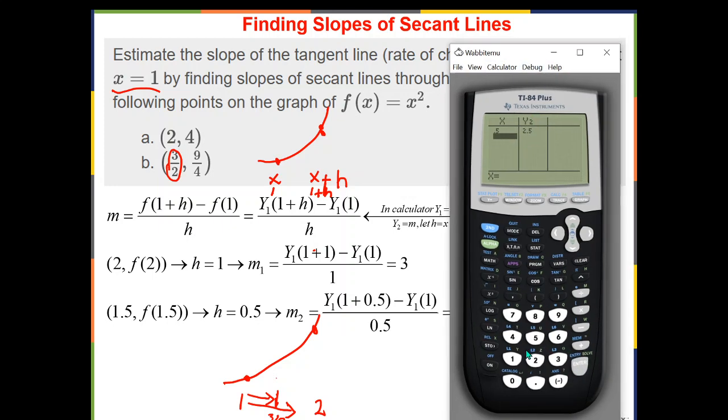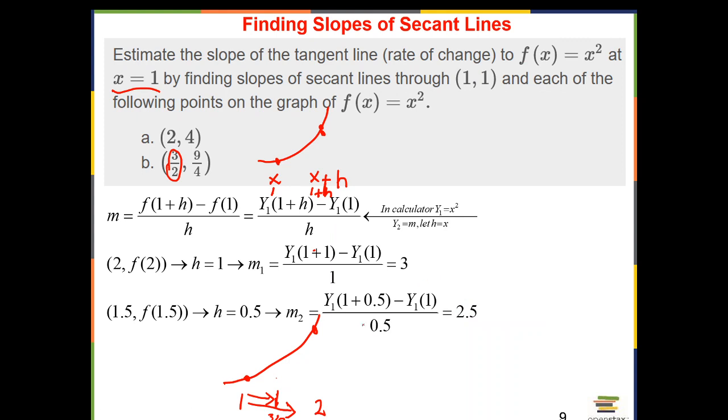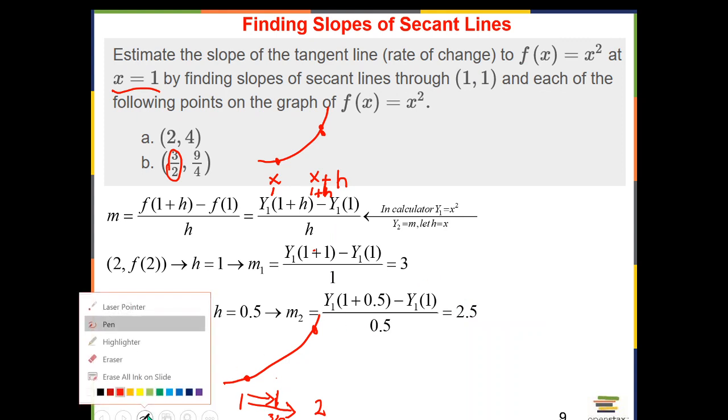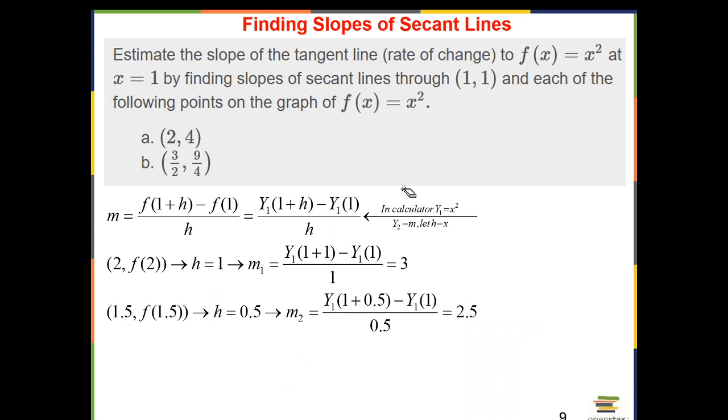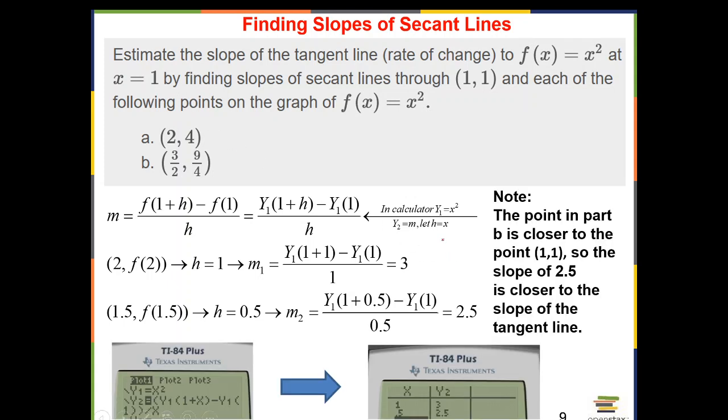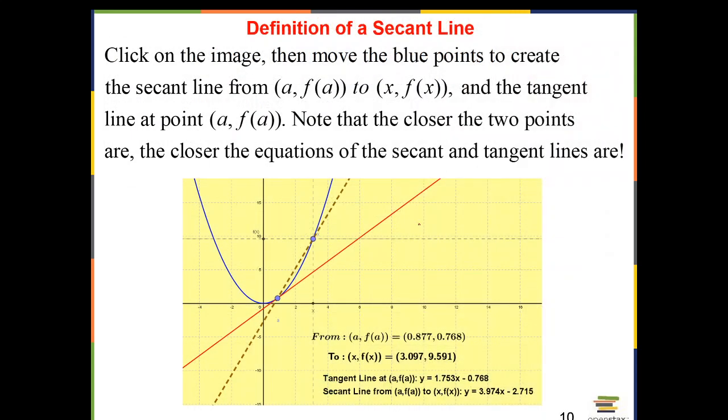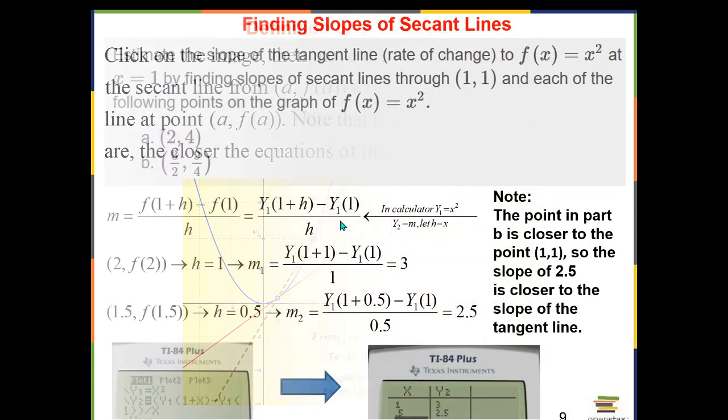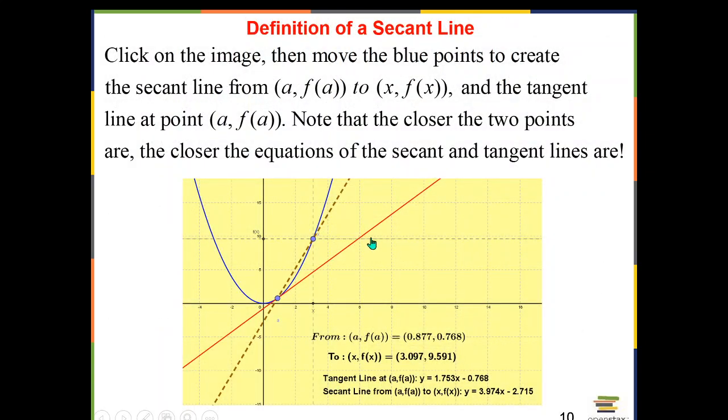So add 1, let me do that again. So add 1 is 3, add 0.5 is 2.5. So that is the slope of the secant line. That's the best approximation for the rate at 1. Okay, so that's from algebra, and that's what we get. All right, so let me show you what I mean by this secant line idea.